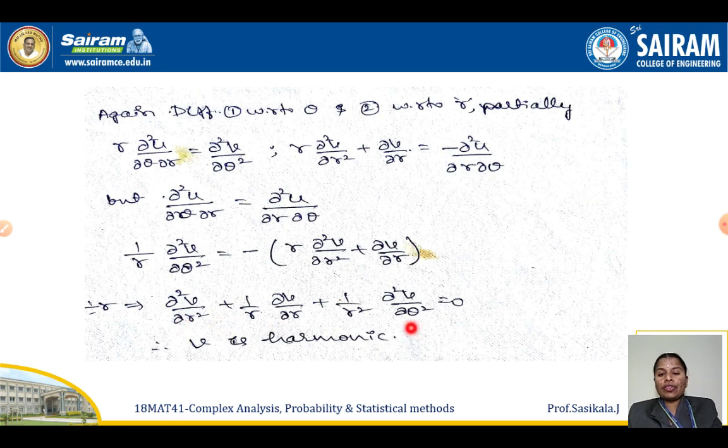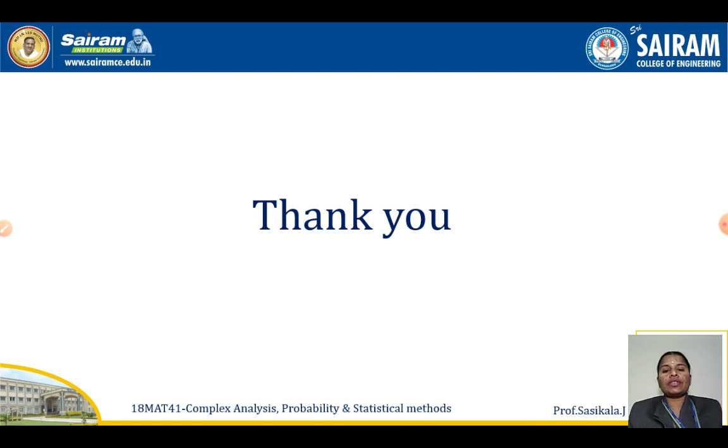So you have reached here: ∂²v/∂r² plus 1/r ∂v/∂r plus 1/r² ∂²v/∂θ² equal to 0. v is harmonic. So the real and imaginary parts in polar form also we have proved. So I can tell that the CR equations will give harmonic functions, or the harmonic property. Okay. Thank you.